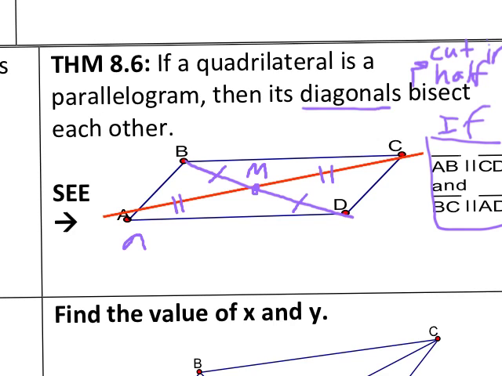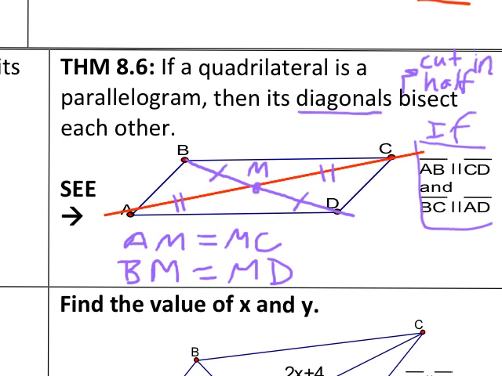Let's write them down. AM equals MC, like MC Hammer, but a little bit different. And that BM equals MD, like a doctor, but a little bit different. Okay, so those two segments are equal. The diagonals bisect each other.